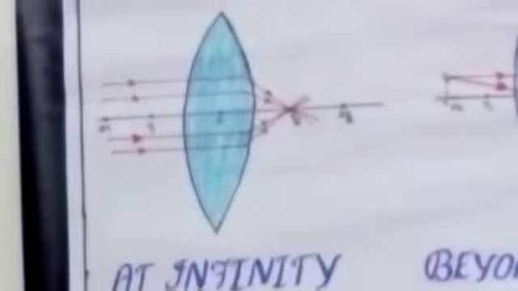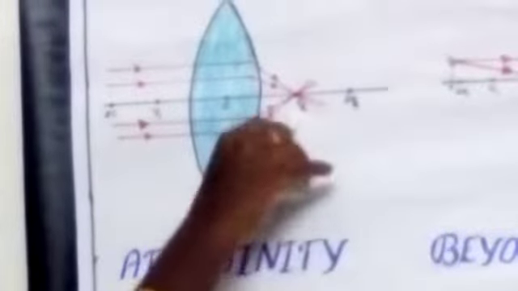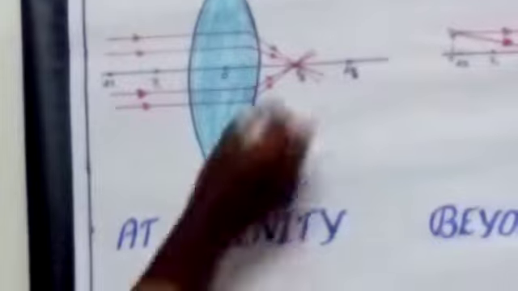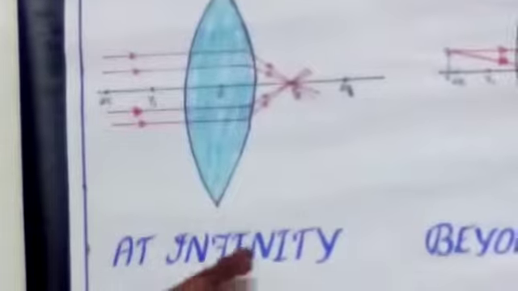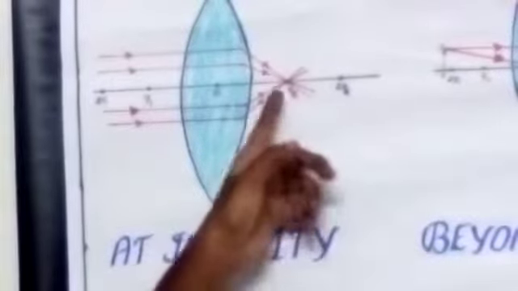There are two types of images, real image and virtual image. Here the real image is formed. If the object is at infinity, the image is formed at F2, the focus. What about the size of the image? It is a point size or very small image compared with the object. So the first point: the object at infinity means the image is at focus, and the size of the image is a point size or very small.